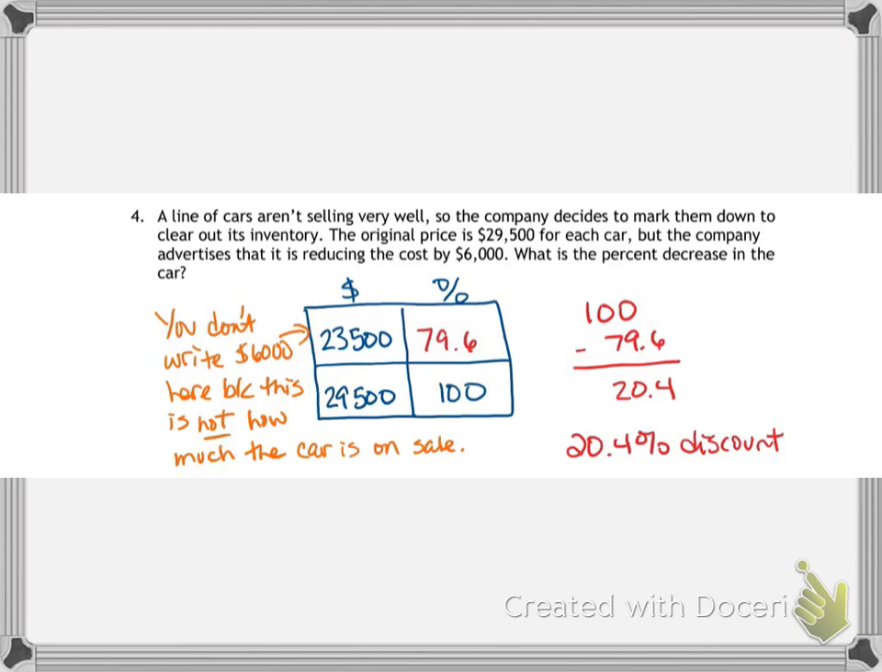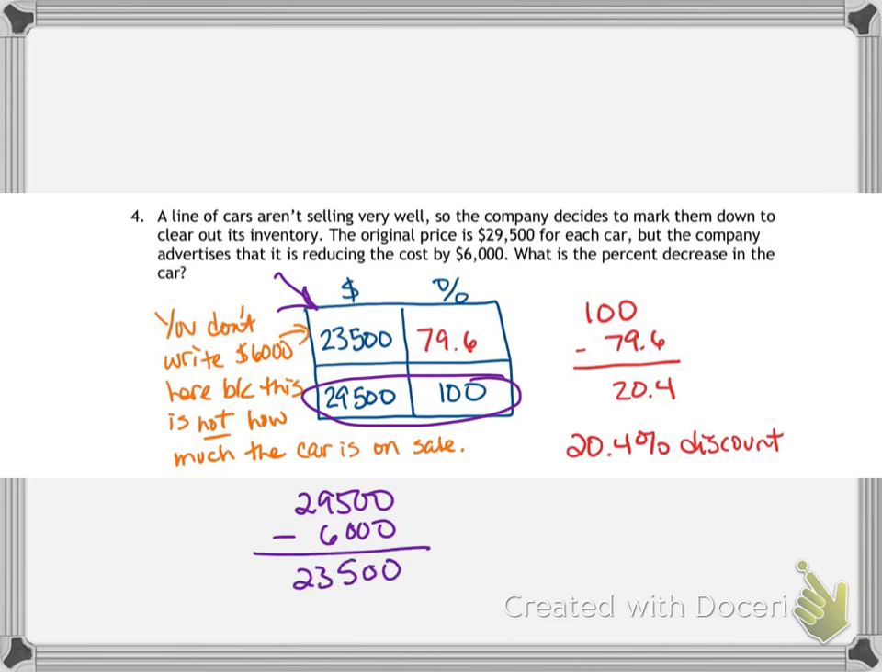All right, let's look at how we set this up. I put $29,500 beside 100, but I did not write $6,000 here. The reason is because if I had written $6,000 here, that would be like saying that's how much the car was selling for, which is an exceptional bargain. But that's not what the question is saying. Instead, it's saying that it reduced the cost by that much. Reduce means to subtract. So I subtracted $29,500 minus $6,000 and got $23,500. That is why I wrote $23,500 above the $29,500.